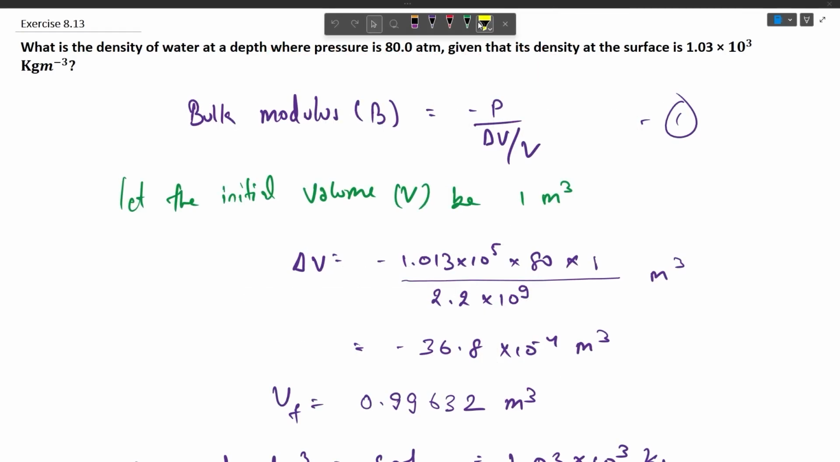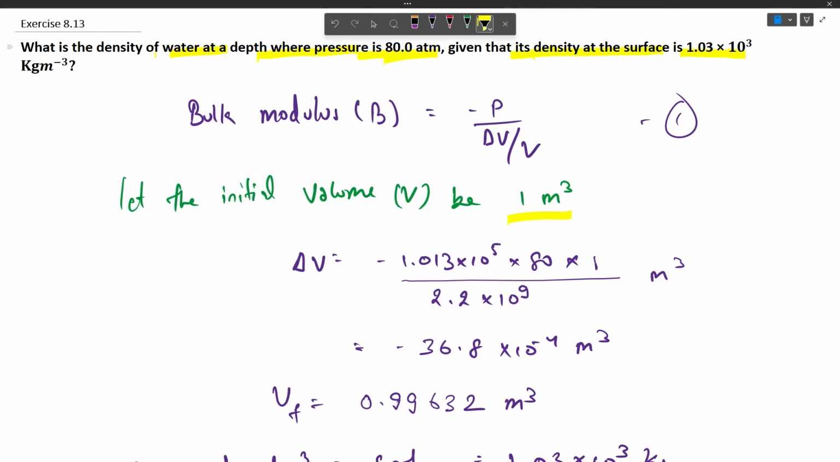The question says that what is the density of water at the depth where the pressure is 80 atmospheric pressure, given that the density at the surface is 1.03 into 10 to the power 3 kg per meter cube. Now here let us assume that a volume of water of 1 meter cube is brought to a depth where the pressure of water is 80 atmospheric pressure. Now we have to calculate how much the density of the water would be.